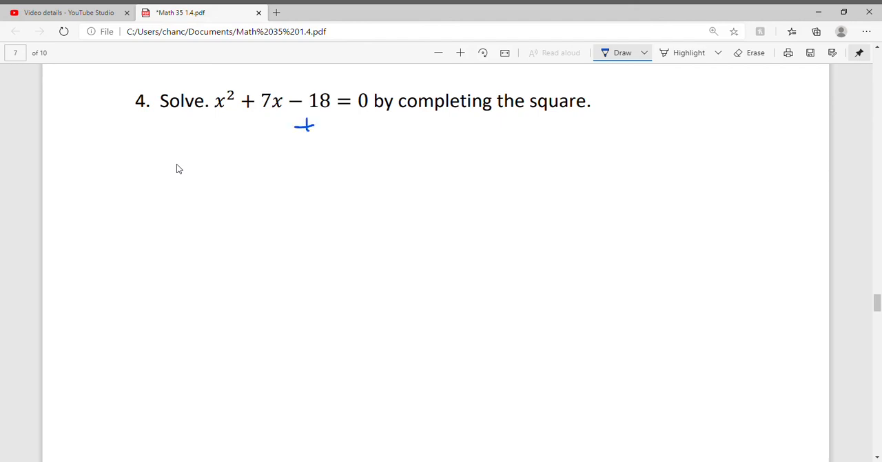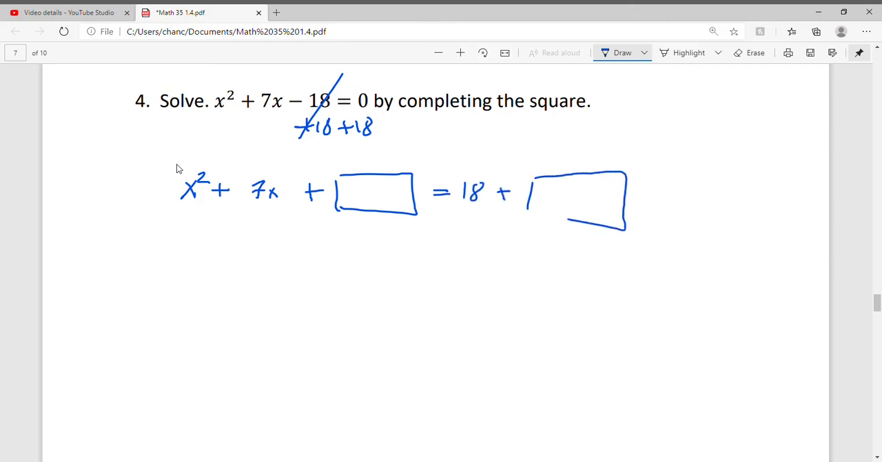Let's add 18 to both sides. Leave myself some space. Now, b is 7. We'll divide that by 2 and then square it. That is 49 over 4. So let's add 49 over 4 to both sides.